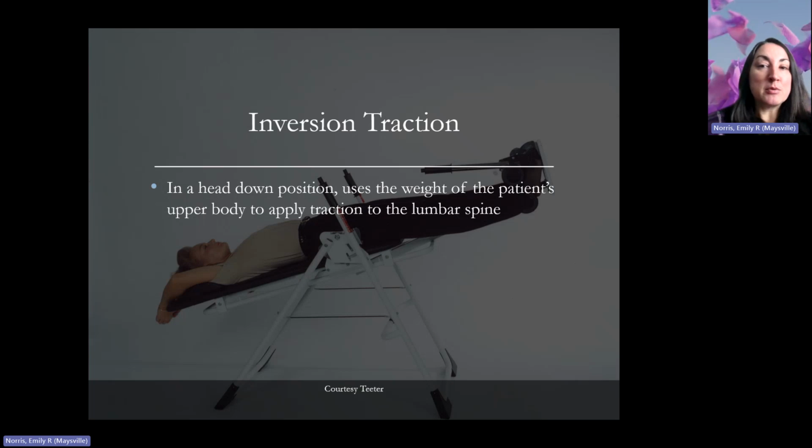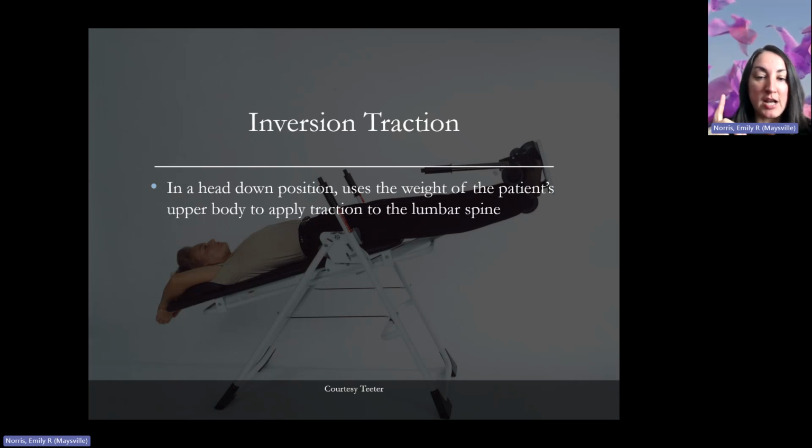An inversion table can be used as well, where you place your feet into something that holds you there, something stable. I can't think of the word, I forget words sometimes. And then lean back, and your head is in a downward position. So gravity uses your body weight to open up the area and apply a traction force. It's primarily to the lumbar spine.